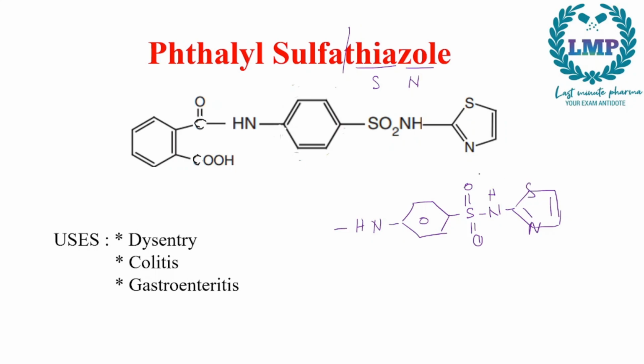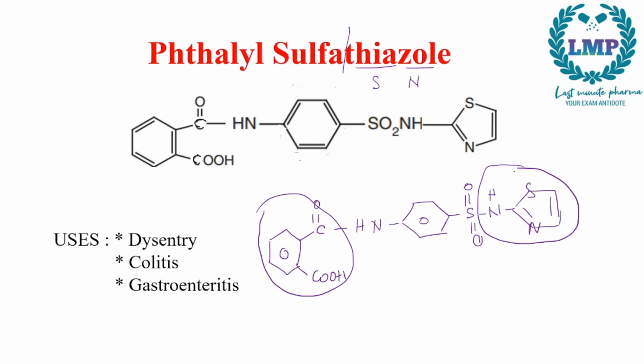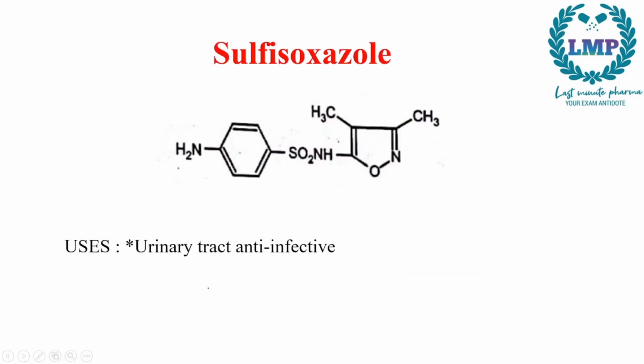Now for phthalyl, we will add to this NH a C double bond O, then a benzene ring, and down we will add another C double bond O, H group. So this is phthalyl sulfathiazole. This is a phthalyl group, this is a thiazole group, and this is a sulfonamide. Now the uses of phthalyl sulfathiazole include dysentery, colitis, and gastroenteritis.